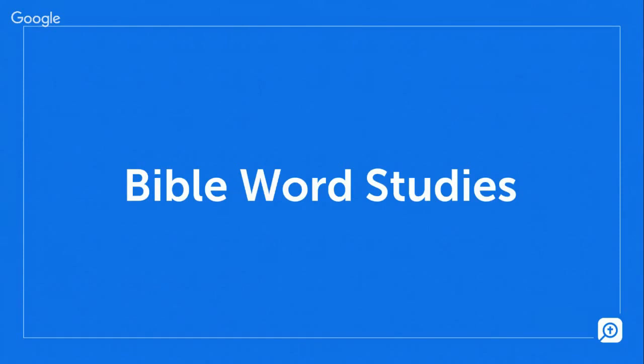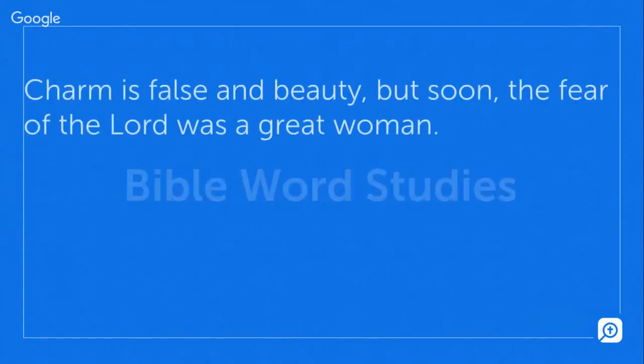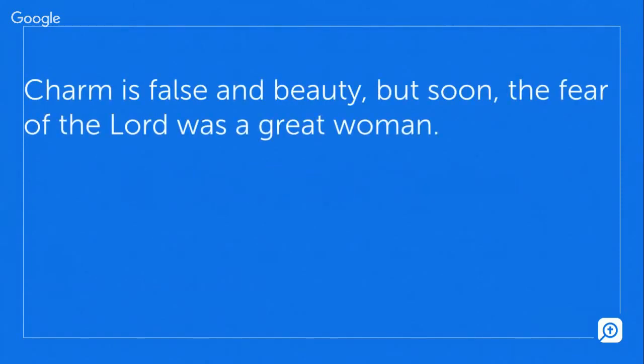What we've done is take a few verses from Proverbs, some fairly well-known verses. Most of you will recognize these. We've run them through several different languages in Google Translate, and your job is to guess what that verse is. So here's the first one. We have: "Charm is false and beauty, but soon the fear of the Lord was a great woman." I'll give you a few seconds to think about this.